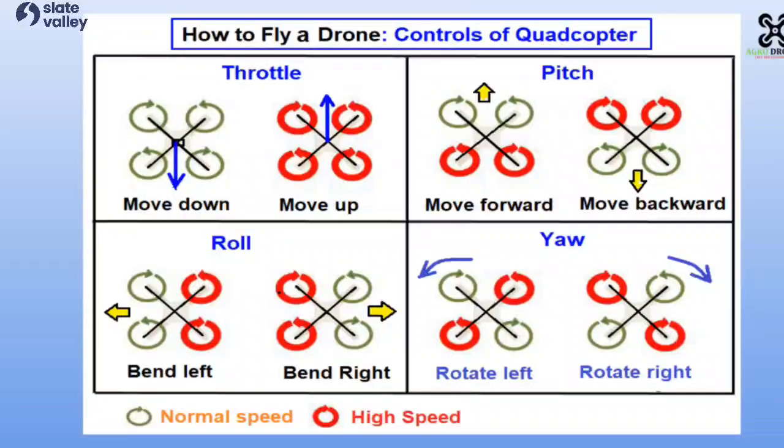If the corner motors are running at high speed and the opposite corners are running at slow speed, then you get a yaw motion; it will rotate in one place, either clockwise or anti-clockwise. I hope you understand the controls: throttle, pitch, yaw, and roll. If anyone has any questions up to this, you can ask. Feel free to talk and be interactive.